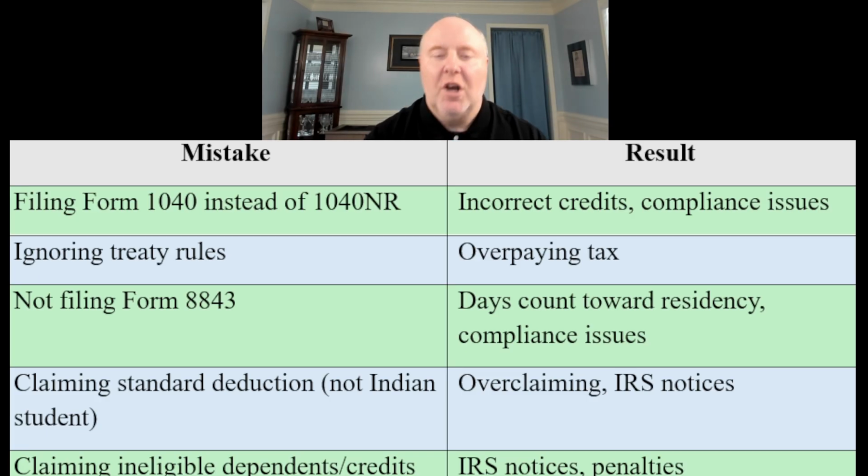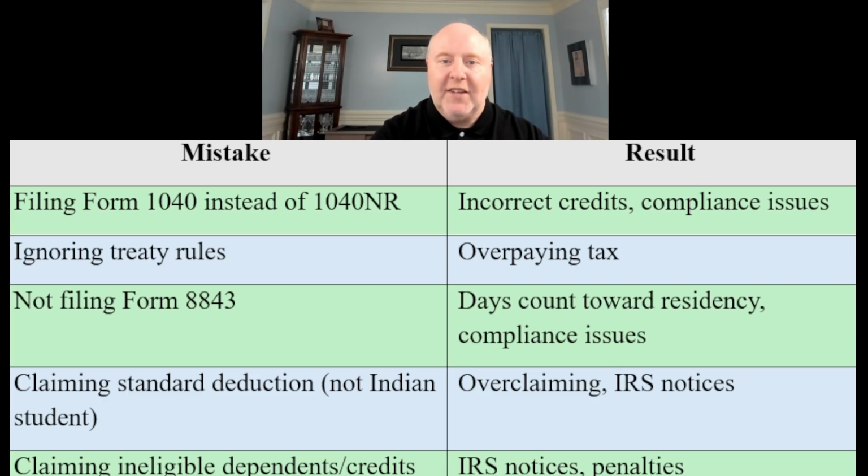It's going to walk through a 1040 NR as well as an 8843, so you can see how you actually complete those documents. But let's take a look at some mistakes that often are made by international students when they're starting to file their taxes. One of the first ones, they're going to be using the 1040 instead of the 1040 NR. That's a pretty big mistake. Incorrect credits, compliance issues, that results in fees and those types of issues, penalties. So you want to make sure you're using the correct form.